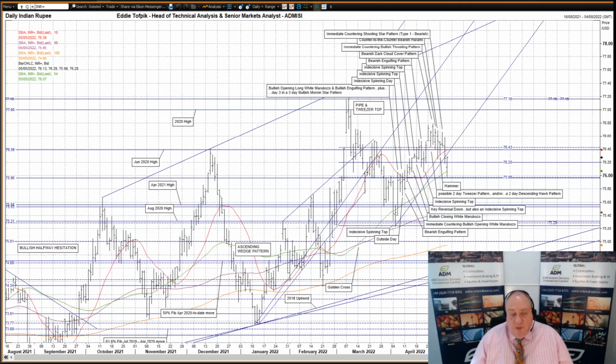US dollar against the Indian rupee. A second bearish black crow yesterday, but really it was a follow-on to the previous session's immediate countering shooting star pattern, type 1 bearish, as the recent hesitation, just over the recent 61.8% Fibonacci line at 126.43 and the June 2020 high at 126.39, gave way to a new bearish incentive.